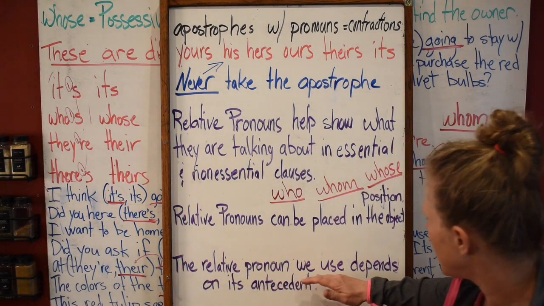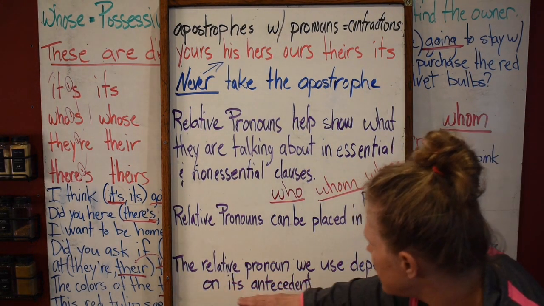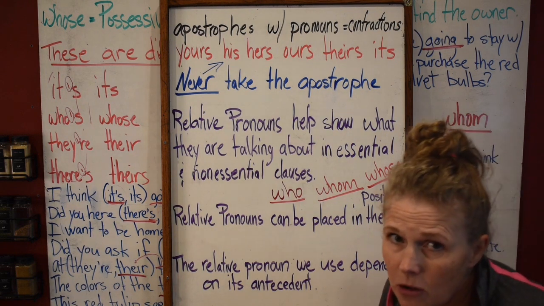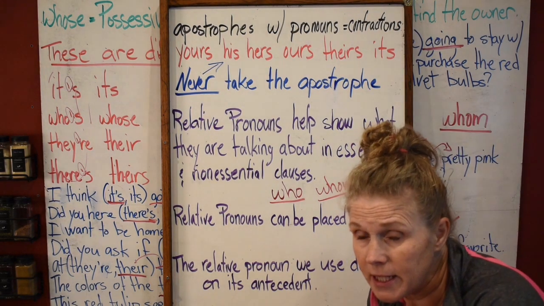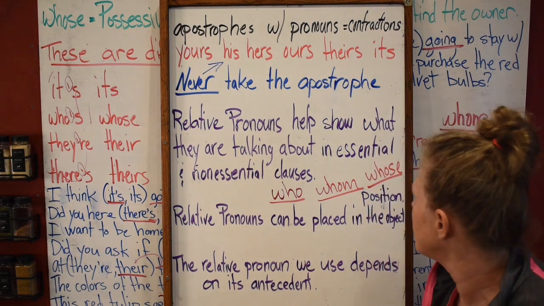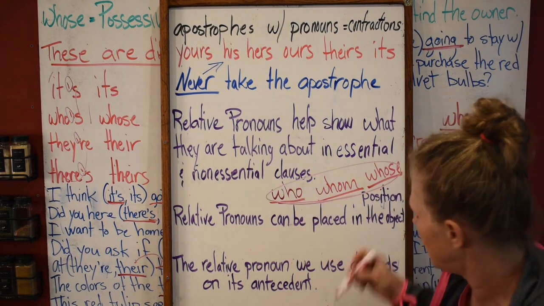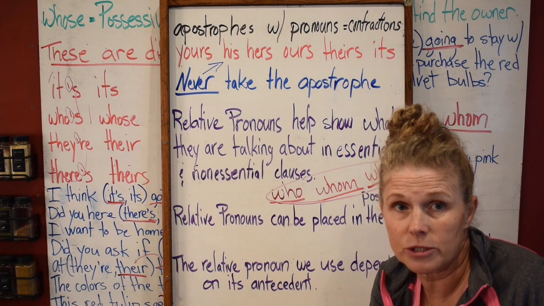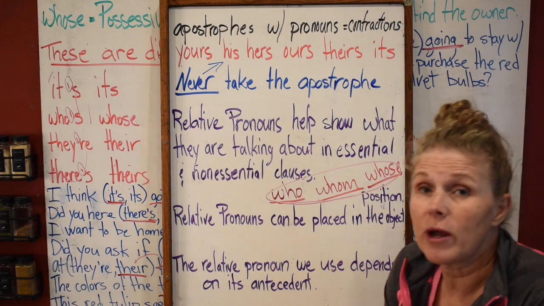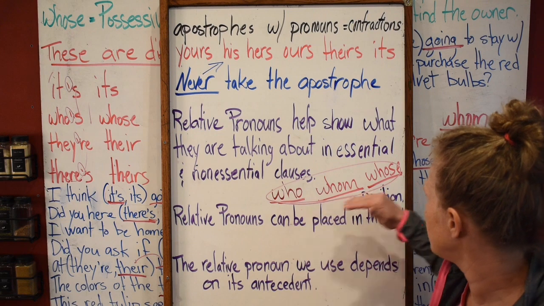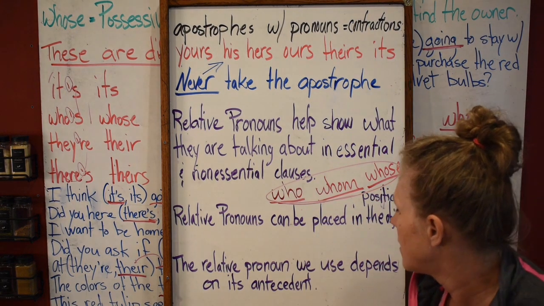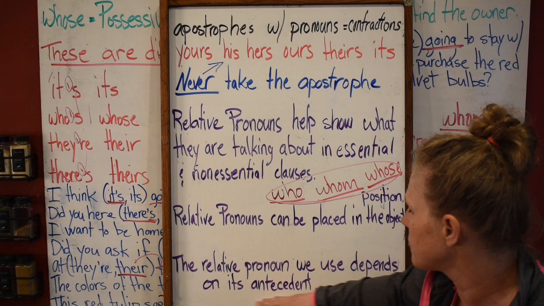The relative pronoun we use depends on its antecedent. So depending on what the antecedent is, if it's a person, we're going to use these. If it's not a person, what are we going to use? Which and that. So if it's not a person, that's what we're going to use. But these replace people. So it just depends on the antecedent that we have.